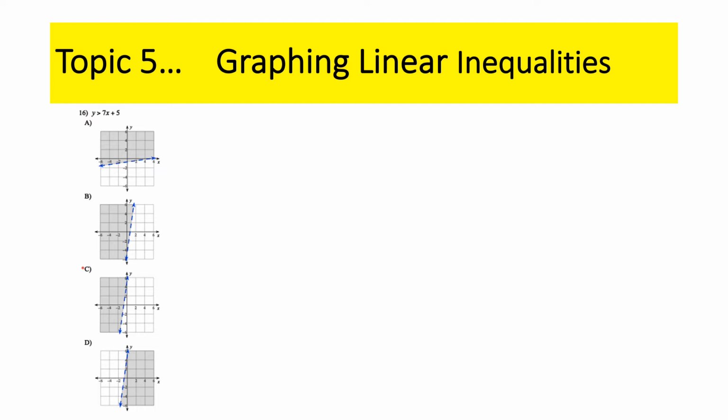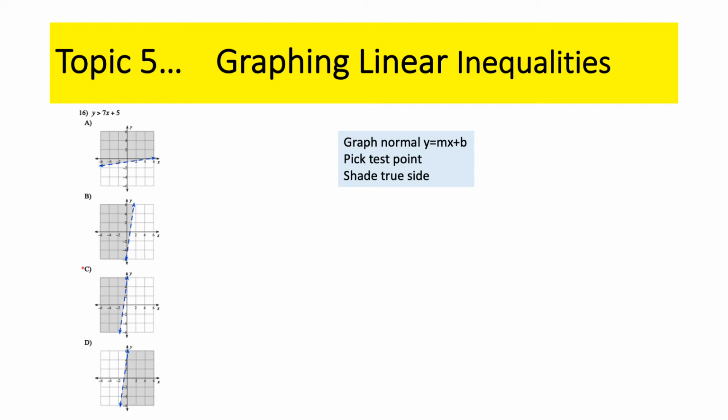All right. So remember, we graph this exactly the same way we graph a linear equation, y equals mx plus b. So graph the y-intercept first. Let's see, b is 5 here. Which one goes through positive 5? C and D both go to positive 5, and if we look at both of those, they're the same. So the difference there is the shading.